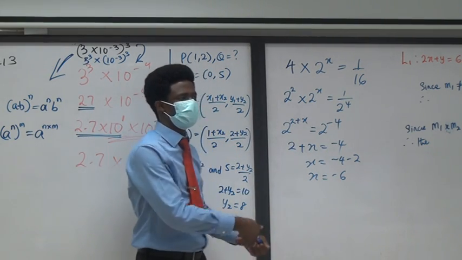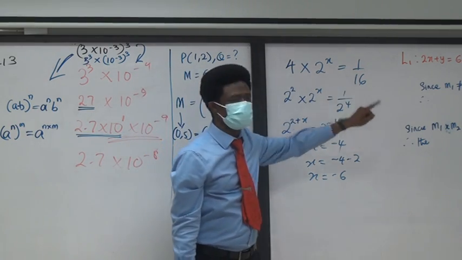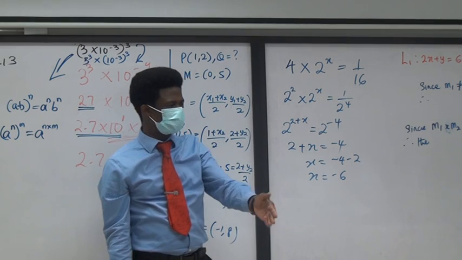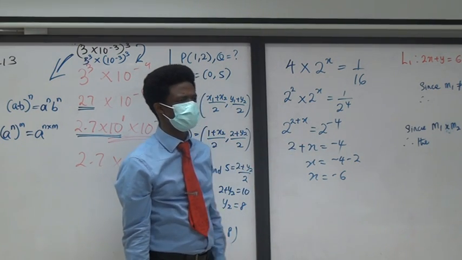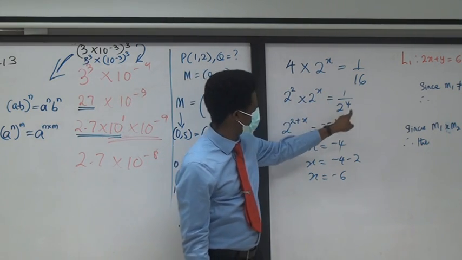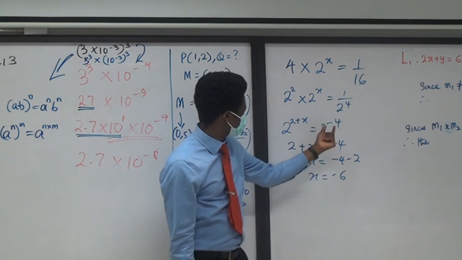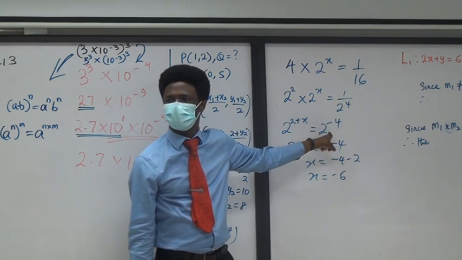Rather, make sure you have the same base. These are all powers of 2. In your book, I think you have a question that has powers of 3 as well. So you have 2 squared. This is already in 2. This is 2 to the power 4. These two can be combined. You can write this as also a power of 2 with negative this time.